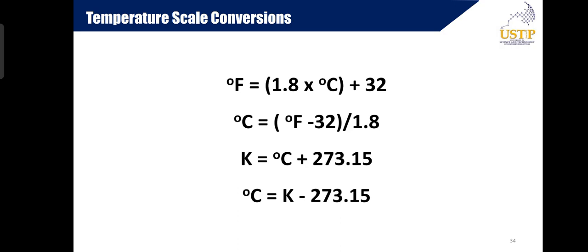For the degree Celsius, the degree Fahrenheit value is being deducted first by 32 before you divide it by 1.8. For the Kelvin, when you convert degree Celsius to Kelvin, the degree Celsius plus 273.15, you can get now the Kelvin unit. For the degree Celsius, if you'll be given the Kelvin, Kelvin unit minus 273.15, and then you'll get the degree Celsius, no?